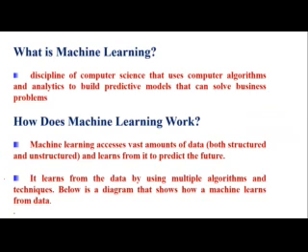And now the question arises: how does machine learning work? Machine learning accesses a vast amount of data, which may be structured or unstructured, and learns from it to predict the future. Moreover, it learns from the data by using multiple algorithms and techniques. Let's see the diagram so you get clarity.